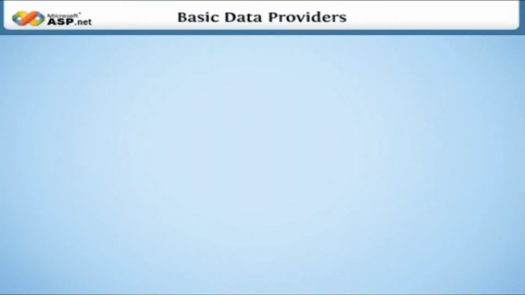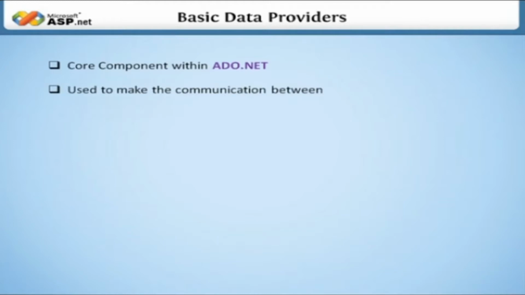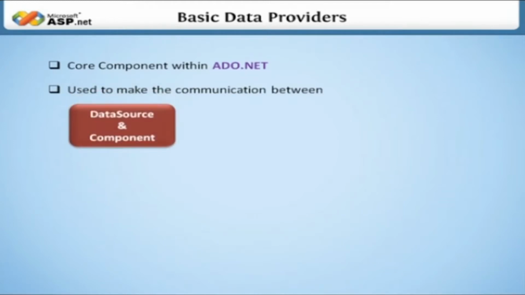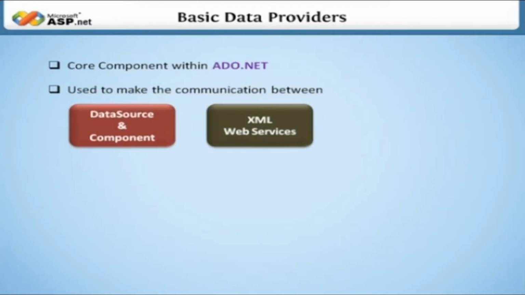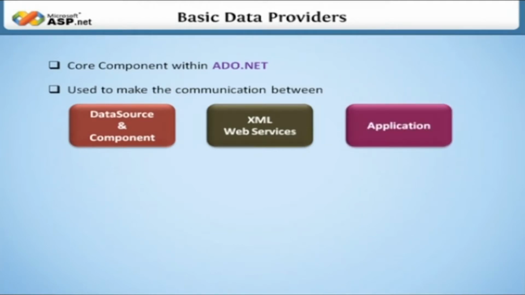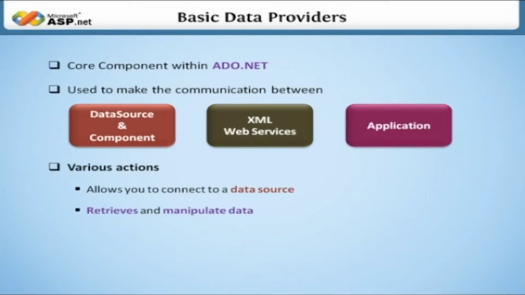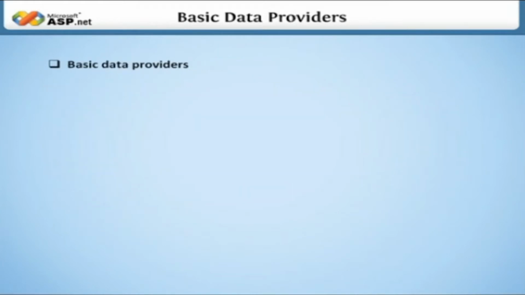Basic data providers. The .NET data providers are a core component within the ADO.NET architecture. It's used to make the communication between a data source and a component, an XML web service, or an application. It performs various actions such as allowing you to connect to a data source, retrieving and manipulating data, and updating the data source.